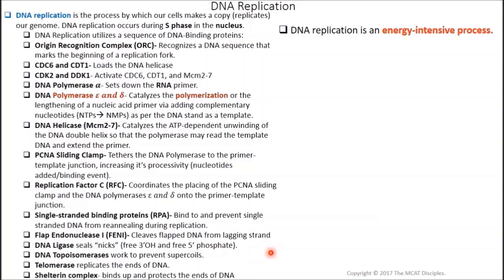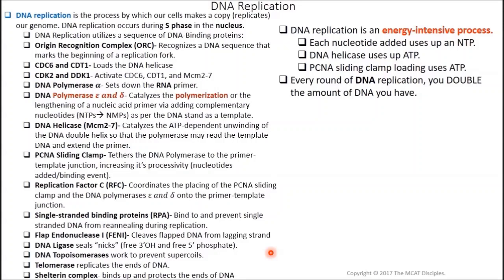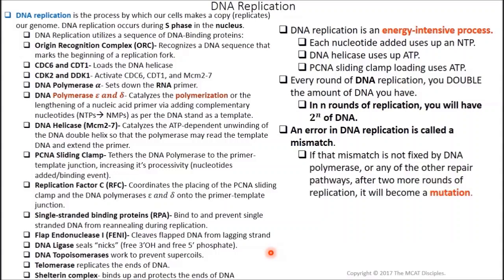DNA replication is an energy-intensive process. Each nucleotide added uses up an NTP. DNA helicase uses up ATP. The PCNA sliding clamp uses ATP. Every round of DNA replication, you double the amount of DNA you have. In n rounds of replication, you'll have 2 to the n times the DNA you originally started with. An error in DNA replication is called a mismatch. If that mismatch is not fixed by DNA polymerase or any of the other repair pathways, guess what? After 2 more rounds of replication, you'll have a mutation.